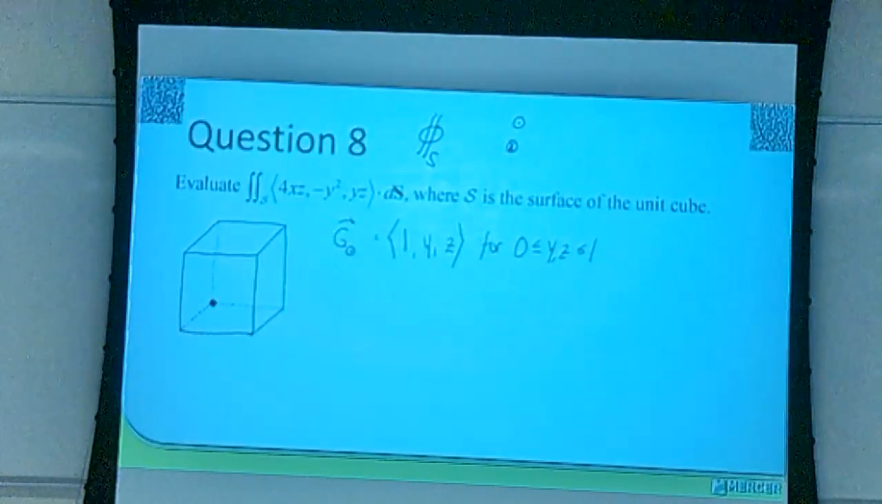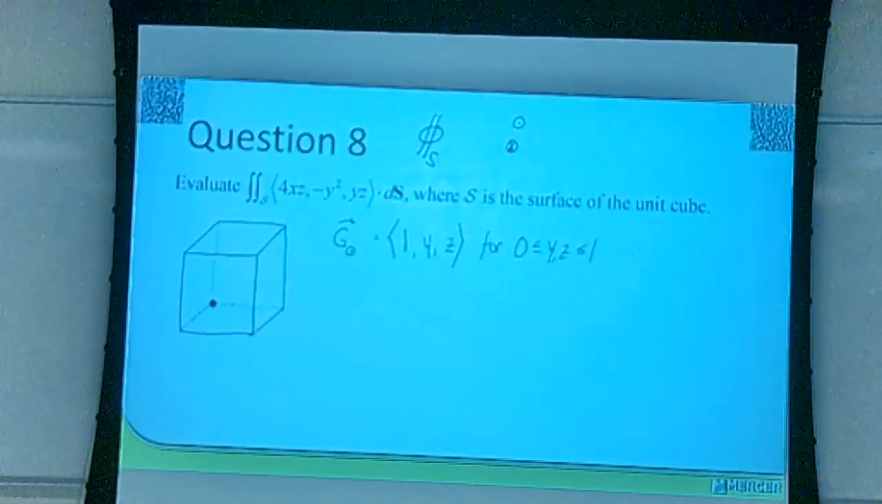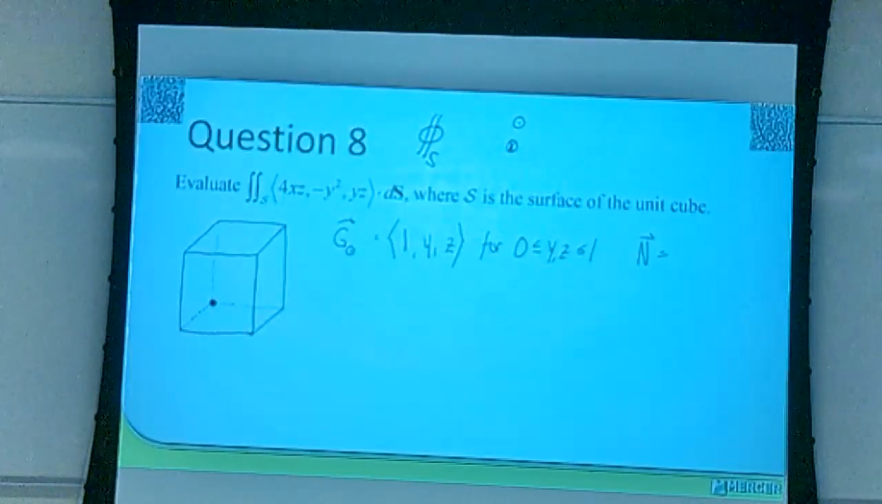We need a normal vector, and it's outward pointing. Well, what's perpendicular? What direction would be perpendicular to the yz plane?